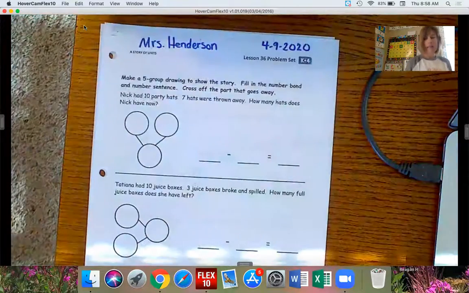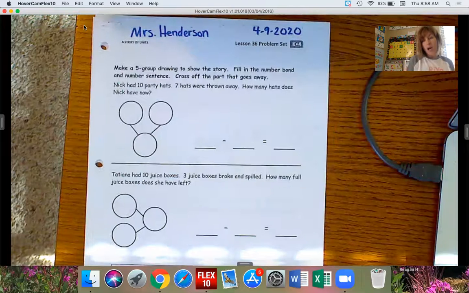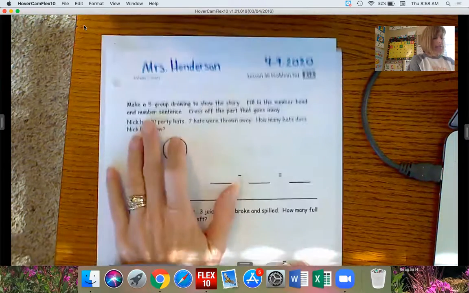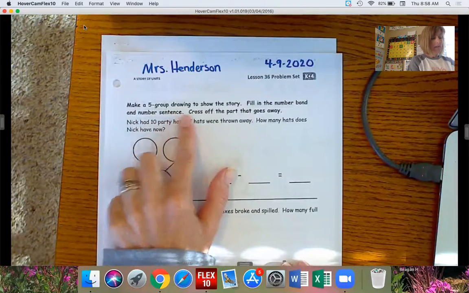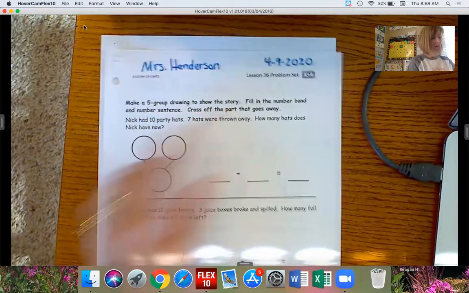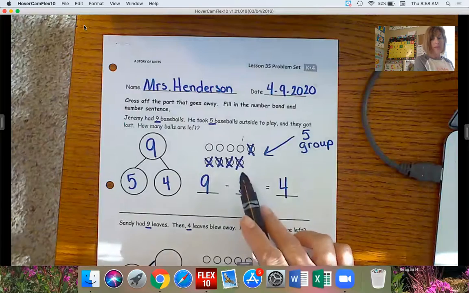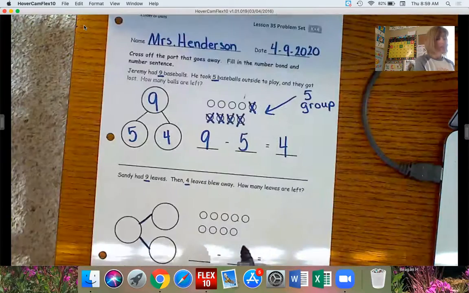Okay? It's kind of the same thing, except this time you have to draw the objects to go with it. Now, I'm not a great artist, so I usually use circles or X's or squares. Okay? It says make a 5 group drawing to show the story. That's what I showed you over here. That was a 5 group. Down here is a 5 group.